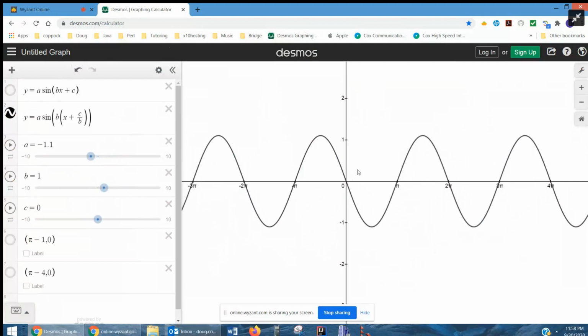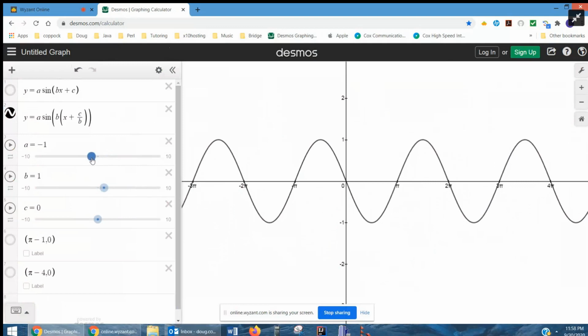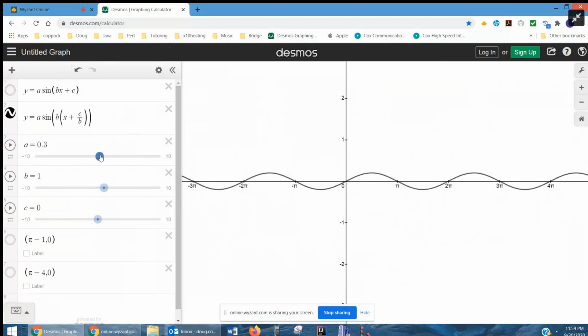So instead of climbing to 1, well, I can change this to a negative. It falls to negative 1 starting out. There we go. But we still have the same period, 2 pi. Let me go back to 1 here.